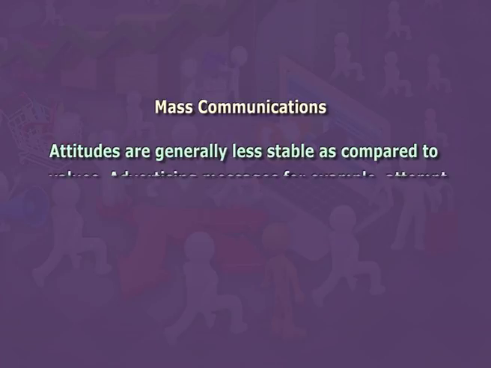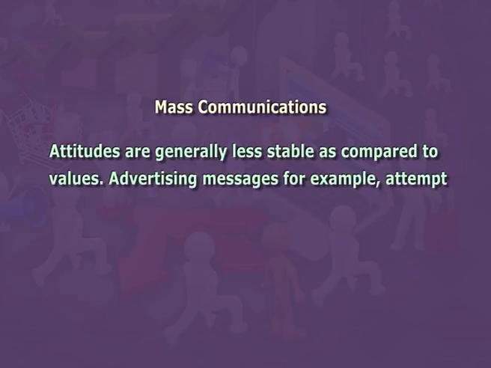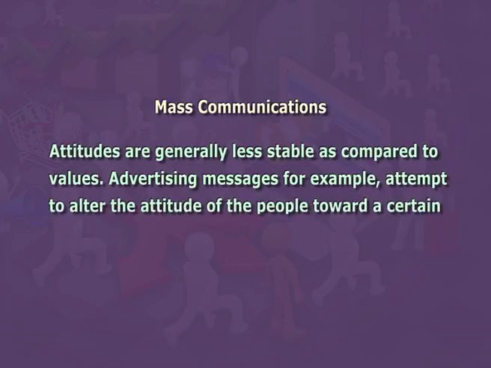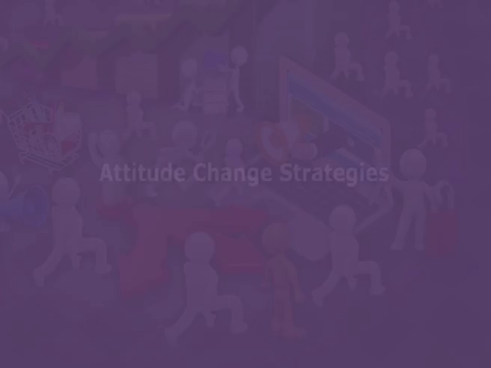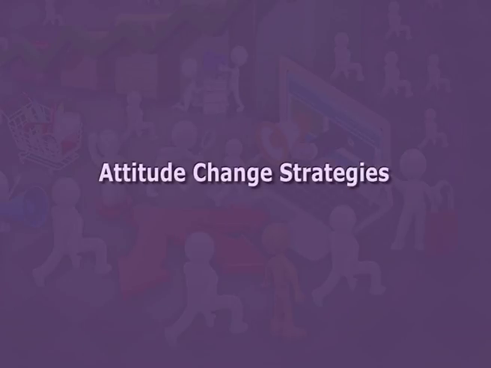Attitudes are generally less stable as compared to values. Advertising messages, for example, attempt to alter the attitude of the people toward a certain product or service. For example, if the people at Hyundai Santro can get you to hold a favorable feeling toward their cars, that attitude may lead to a desirable behavior for them, your purchase of a Santro car. Next topic that we will be studying is attitude change strategies.